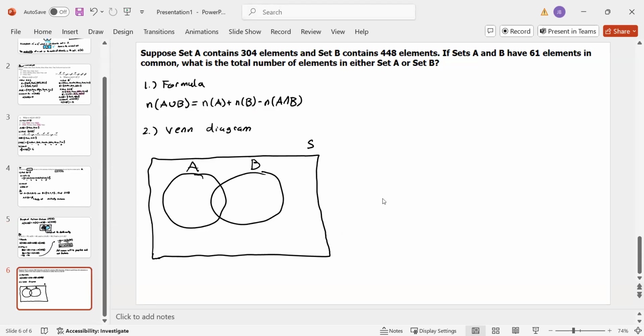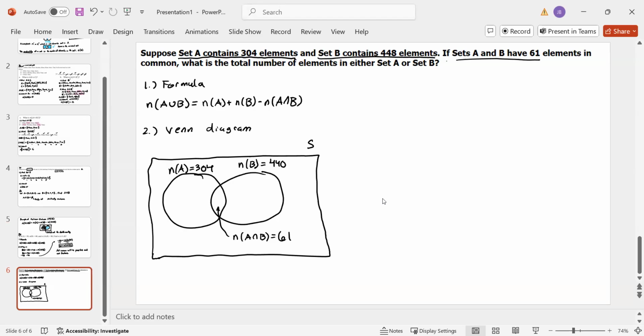They tell me that set A contains 304 elements. So the cardinality of A is 304. Okay, that's what they tell me. And they tell me that the set B contains 440 elements. So the cardinality of B is equal to 440, right? And they say set A and B have 61 elements, so you see the word and, that means this little region is equal to 61, okay?